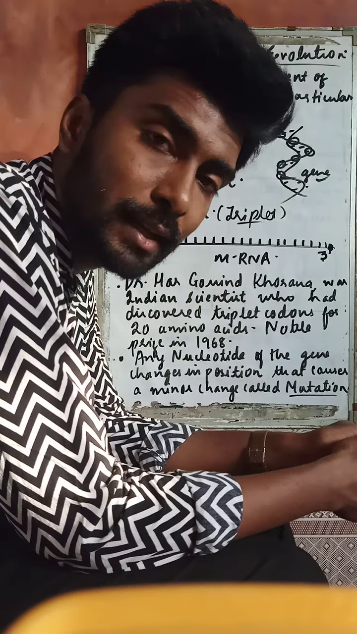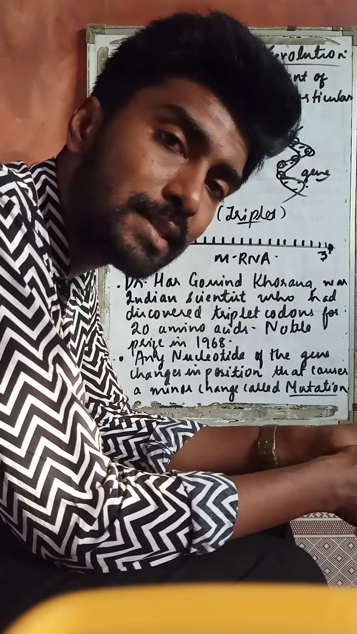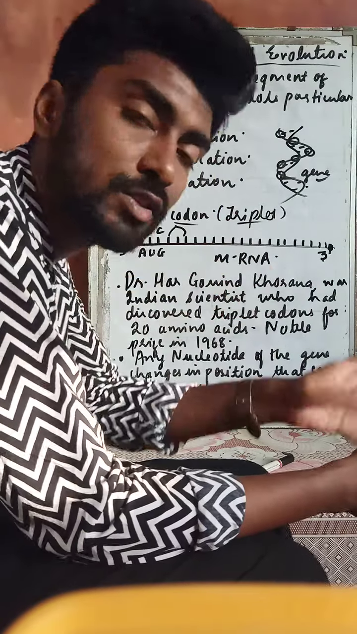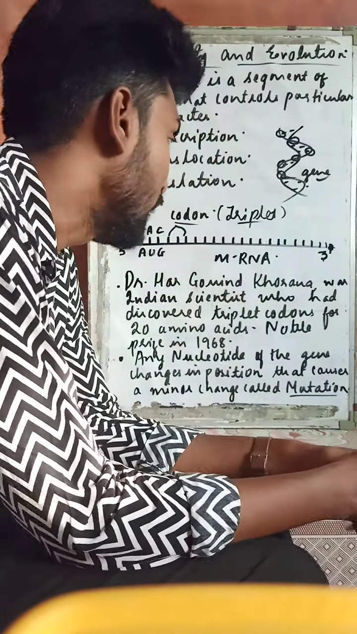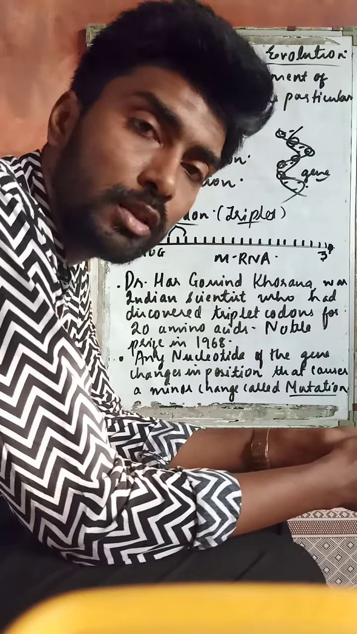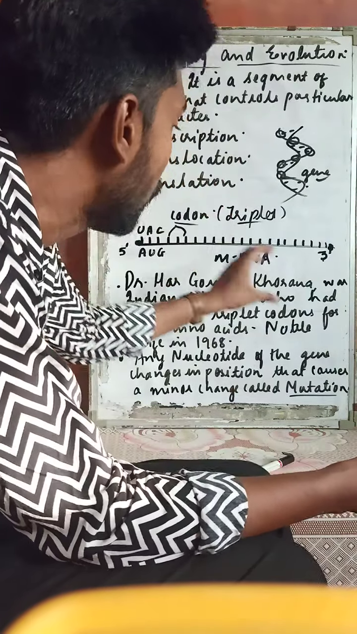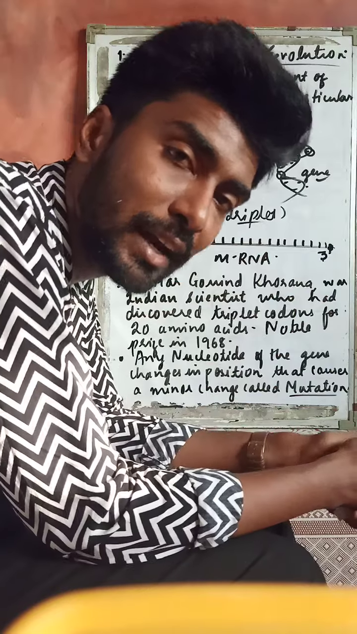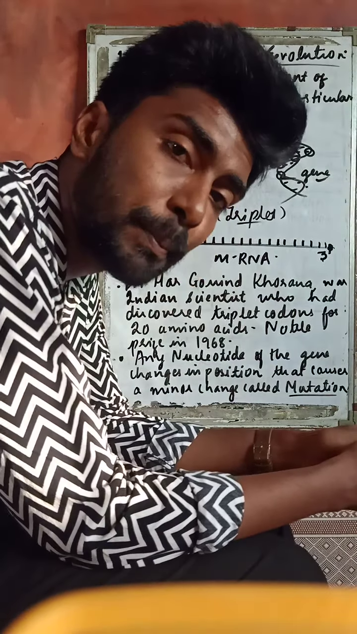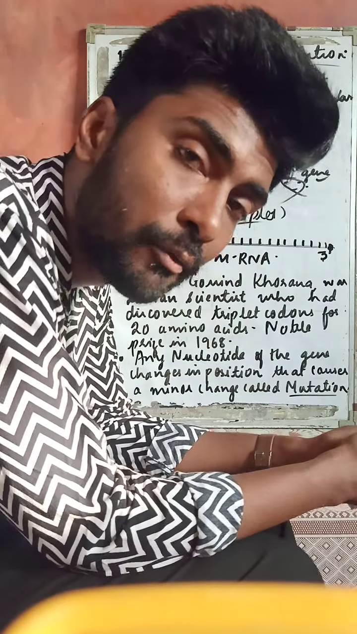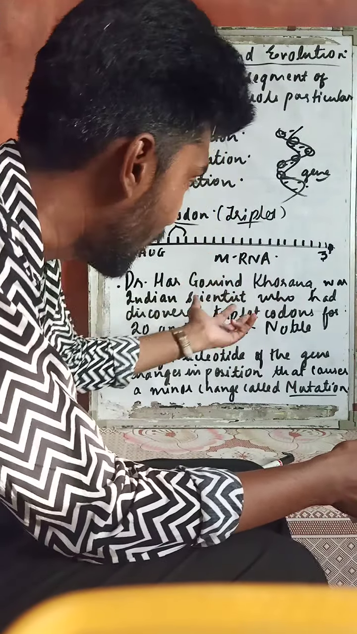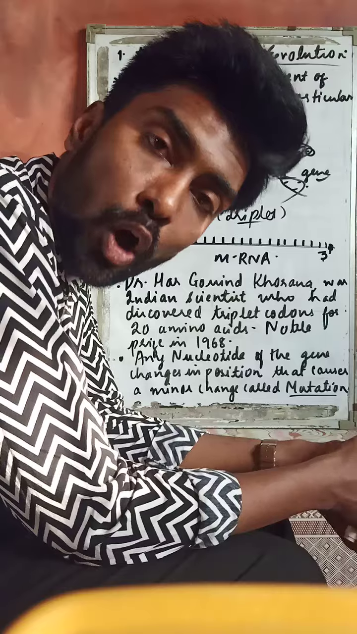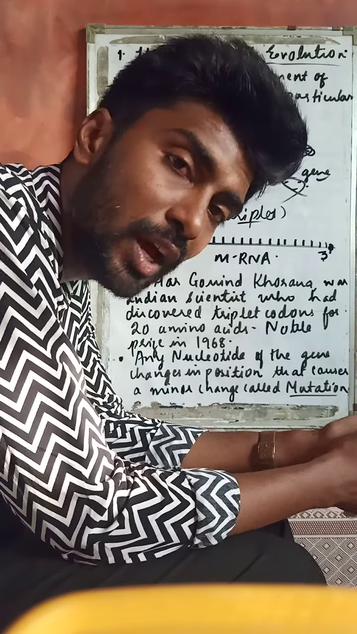Let's talk about translation. What happens in translation is that this is your messenger RNA. Messenger RNA is generally going to have a codon, right? Whatever the message on the messenger RNA is, that is generally supplied by the amino acid from the transfer RNA. So transfer RNA will supply the amino acid through the codons which are present on the messenger RNA.